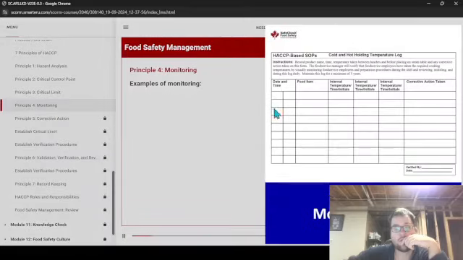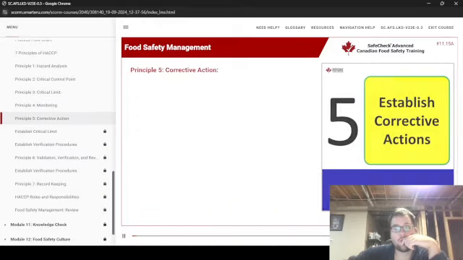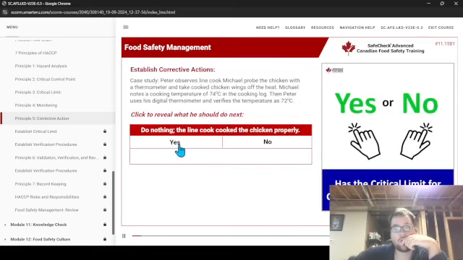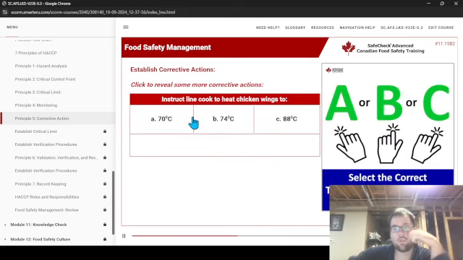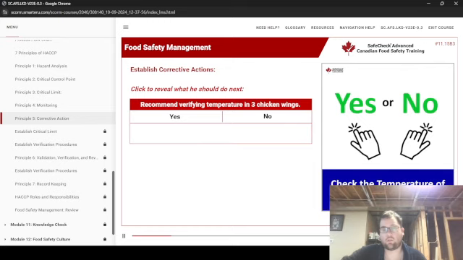What you are going to monitor depends on the critical limits that you establish, and then establishing corrective action. Continuing our story of the cooked chicken, we will know the correct answer is no. Instruct the line cook to heat. The correct answer is B, 74 degrees Celsius. Recommend verifying the temperature. The correct answer is yes.